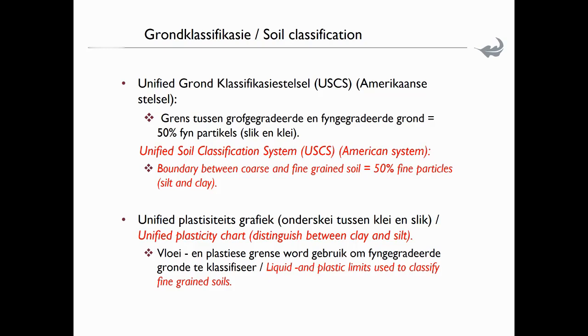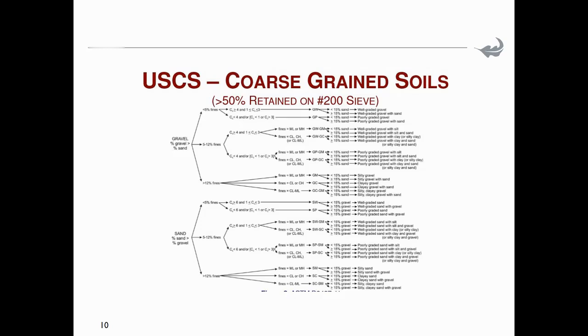On the other hand, the USCS, the Unified Soil Classification System, as used in America, the boundary between the coarse and fine-grained soils is a little bit higher, and it's 50% fine particles, 50% of soil, silt and clay. The Unified Plasticity Chart distinguishes between the clay and the silt, and again, the liquid and plastic limits are used to classify the fine-grained soils. In the USCS, we have these flow charts, the one for the coarse-grained soils and another one for fines. But for instance, here percentages play the major role.